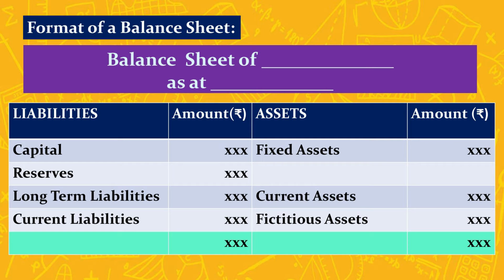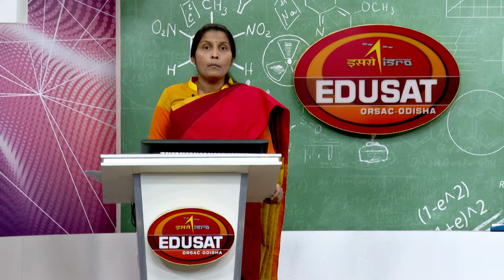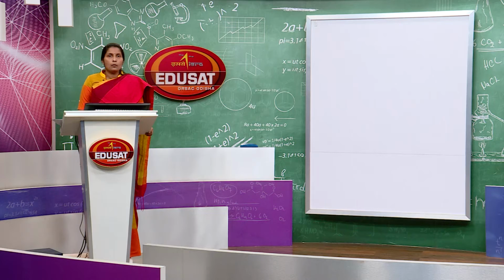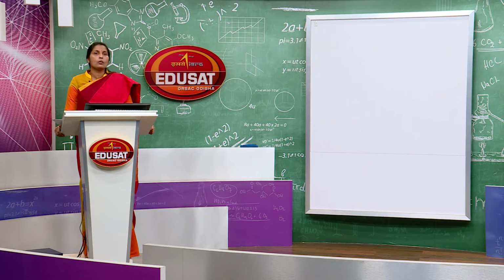We can see the liabilities are on the left hand side and the assets on the right hand side. Under the liability side, we have capital, reserves, long term liabilities, and current liabilities. On the asset side we have fixed assets, current assets and fictitious assets. Now this is in the order of permanence. Now I will show you a more detailed feature, of how the various assets and liabilities will appear in the order of permanence. So let us have a look at this.